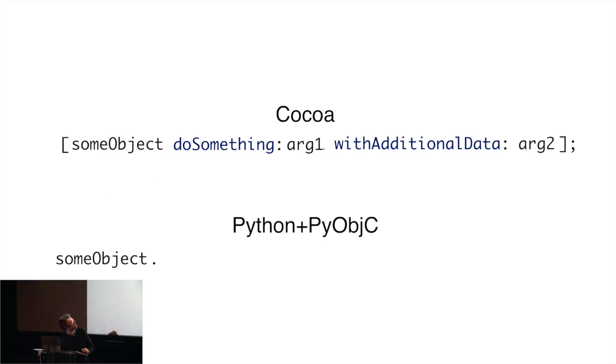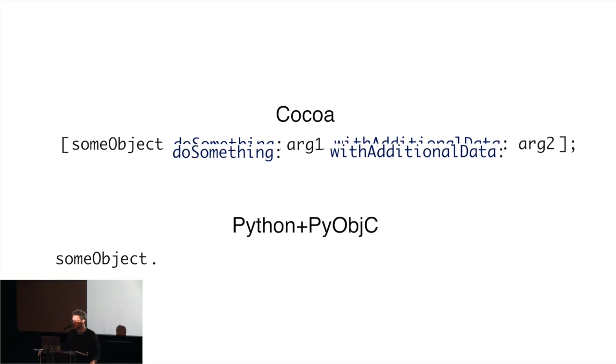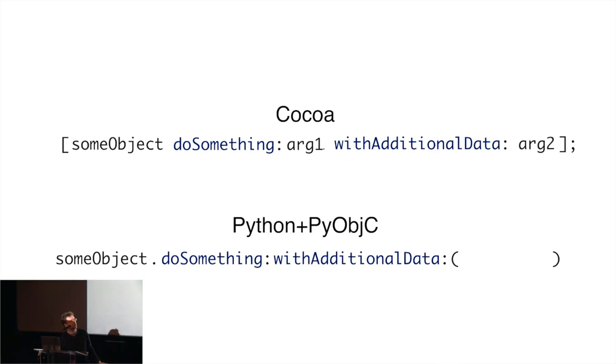So the first thing we do is we get rid of the square brackets, and we use the dot notation to mean that this is going to be a method call. The Cocoa method actually has 2 parts to its name, and it sticks the arguments in between. We're going to take those and crush them together. And since Python doesn't like colons in its function names, we're going to replace those with underscores. So now all that's remaining is we need to take those arguments and stick them inside the parentheses at the end, separated by commas.